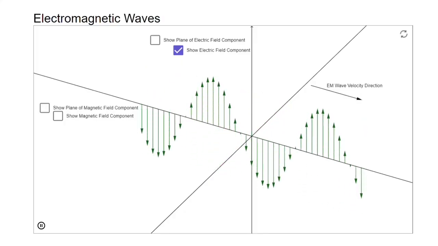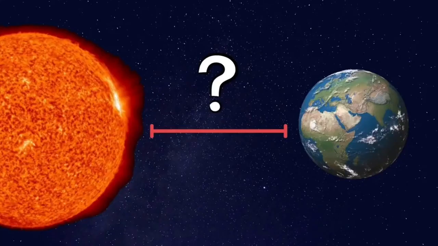Here's something interesting. It actually takes 8 minutes for the light coming from the sun to reach the earth. So if the sun was to disappear all of a sudden, it would actually take 8 minutes for us to realize, because the light rays from the sun take 8 minutes to reach the earth.